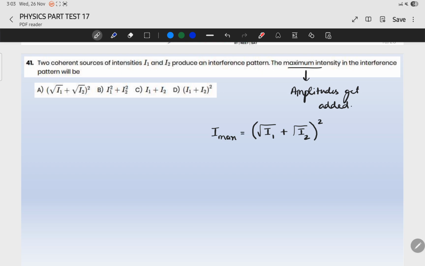We can also do it using trial and error. This and this are directly wrong because they are dimensionally incorrect, and intensities do not get added, amplitudes get added, so obviously this should be the correct answer.